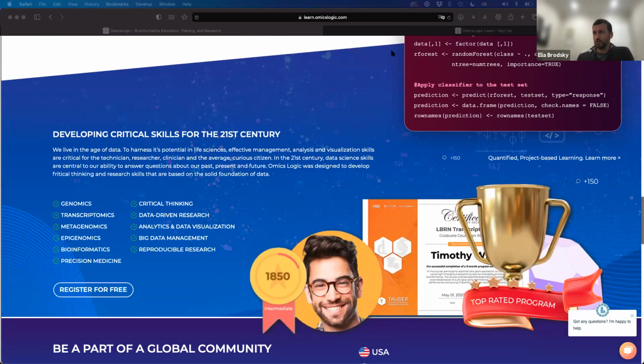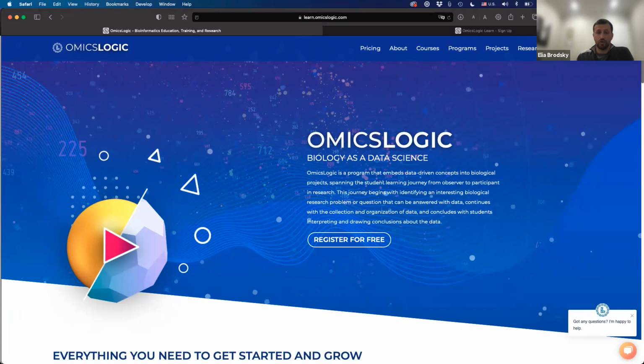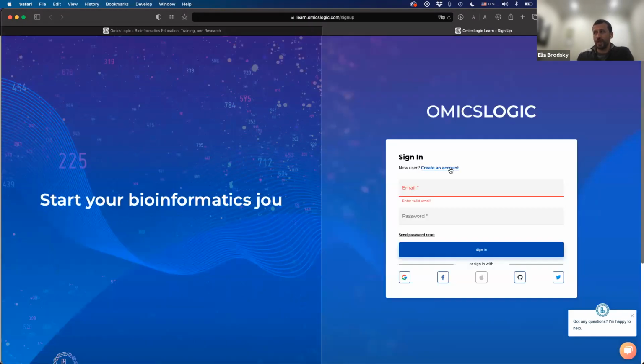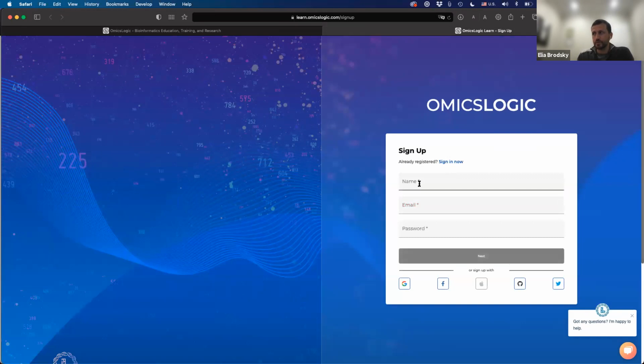So the first thing that you want to do is you want to click right here on login, and I will give you a couple of minutes to complete your registration. So once you click on login, you have the option here to create an account. Okay, so I will wait a few minutes.